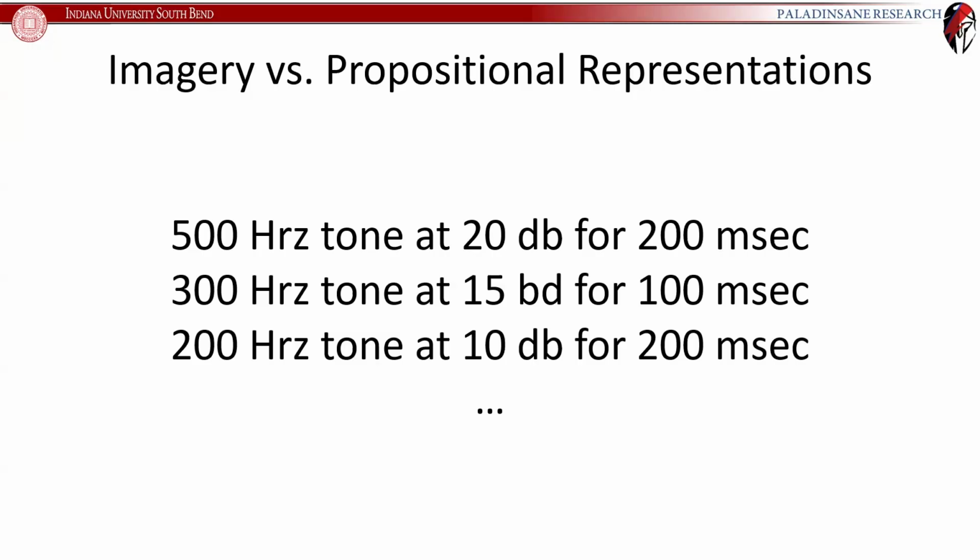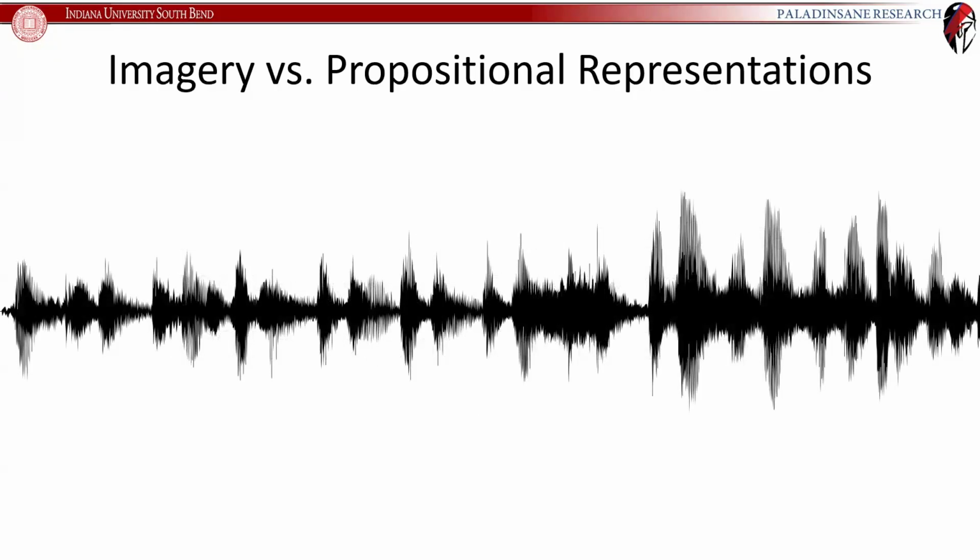What pitches it, how loud is it, and how long does it last for? You can represent sound using these propositional statements. That's a propositional representation. It doesn't preserve any of the structure. This, on the other hand, is an imagery representation. And in this case, we haven't preserved the sound.